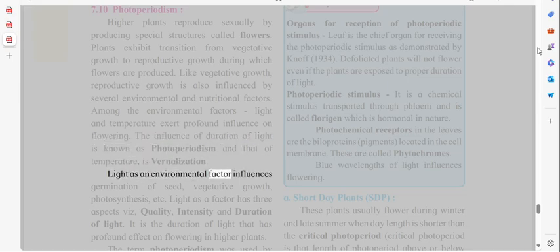Light as an environmental factor influences germination of seed, vegetative growth, photosynthesis, etc. Light as a factor has three aspects viz. quality, intensity and duration of light.